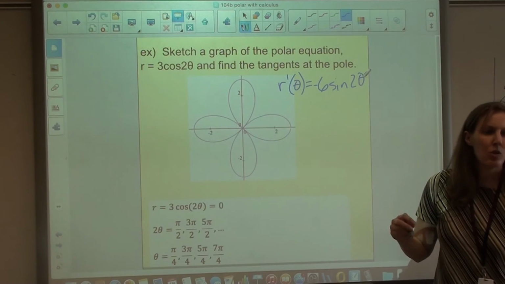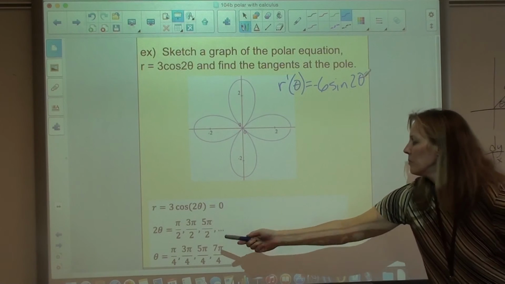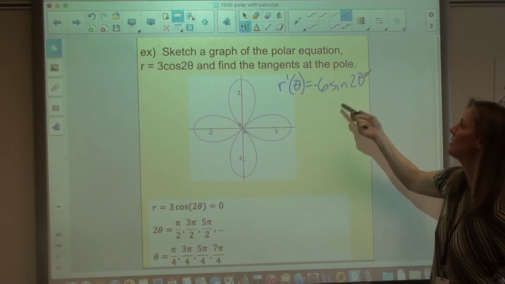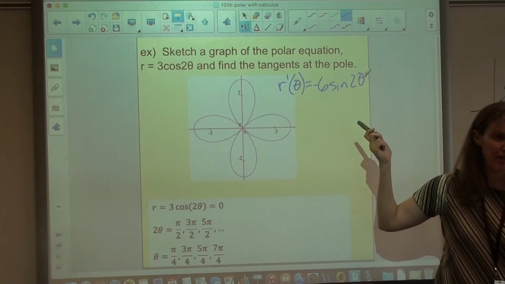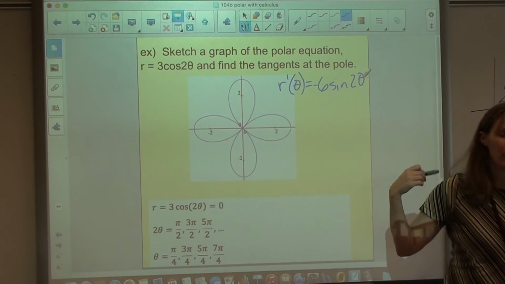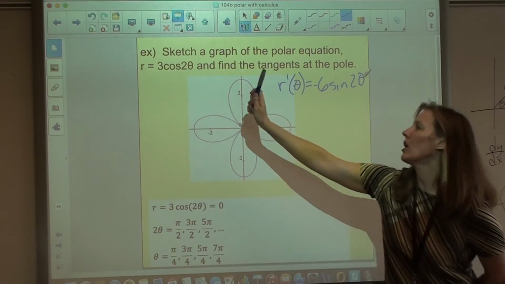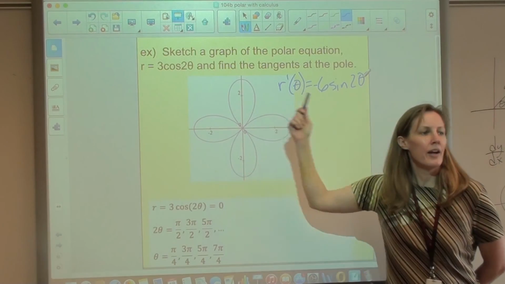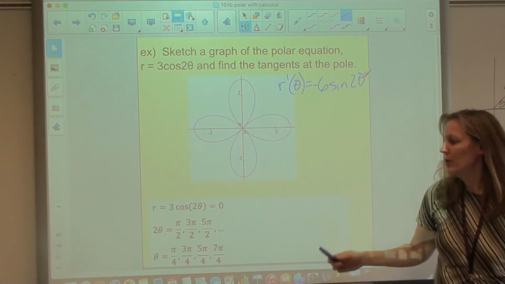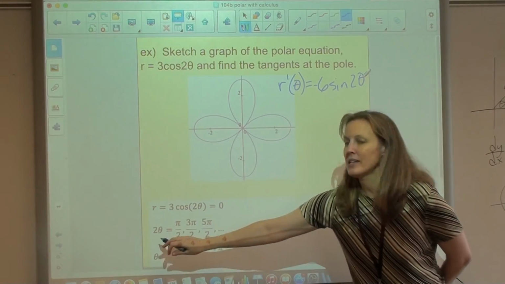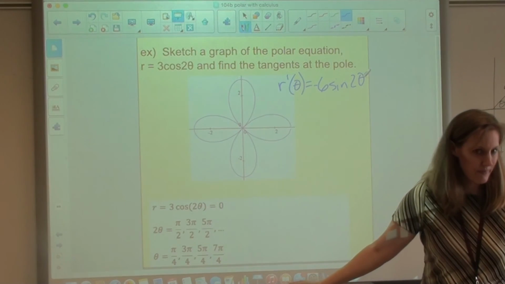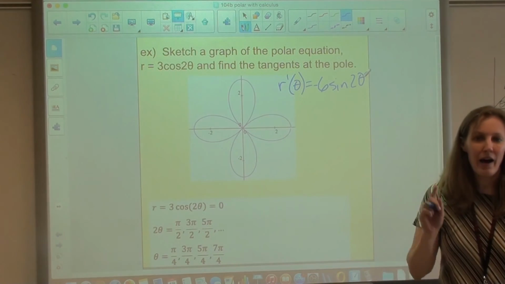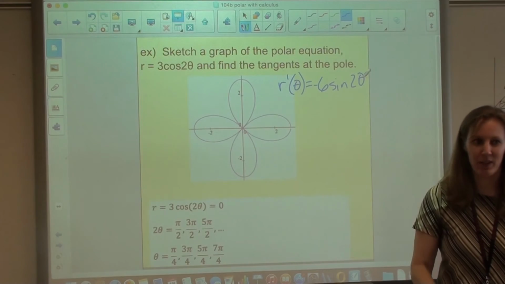Once you find your r prime, plug in any of your pi fourths and tell me if you would get 0 for any of them. No, you never get 0. So as long as r is 0 and r prime is not 0, then these are all tangent lines at the pole. All right? However, there's more.